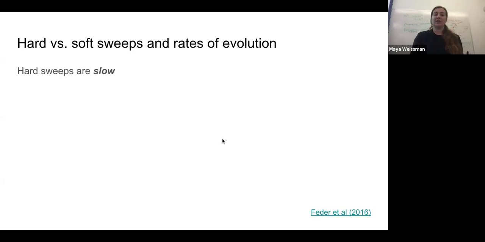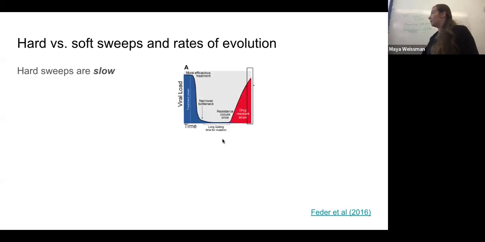Hard sweeps tend to be very slow. In a hard sweep, these are adapted from a class I taught on the evolution of infectious diseases, so it is very much related to antibiotic resistance evolution. So let's say that you have some kind of virus and you start taking antibiotics, and it makes the treatment very efficient, and so it drops the population size super small. And now you have to wait until a brand new mutation shows up. And there's a long waiting time until you get that beneficial mutation.